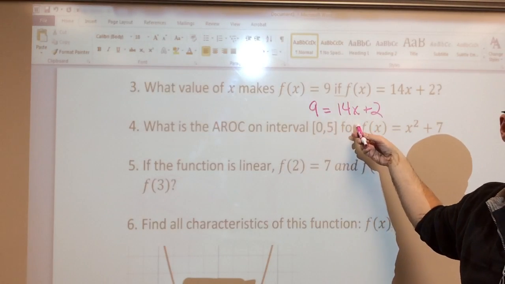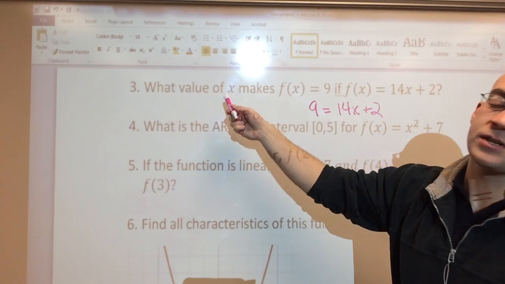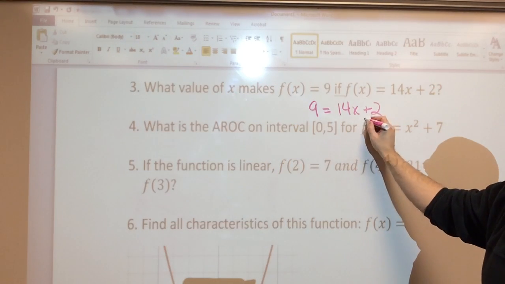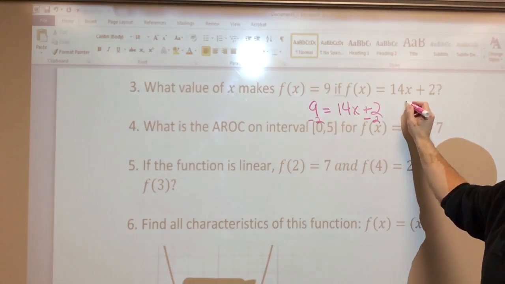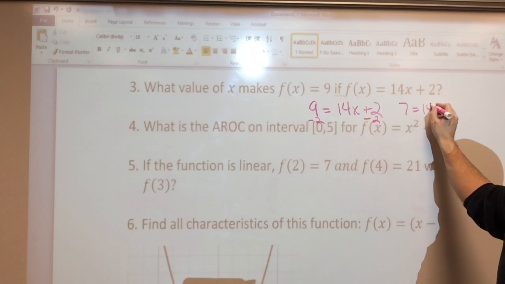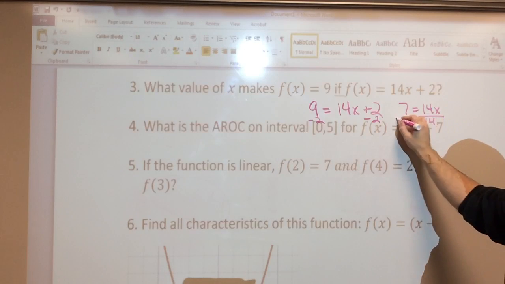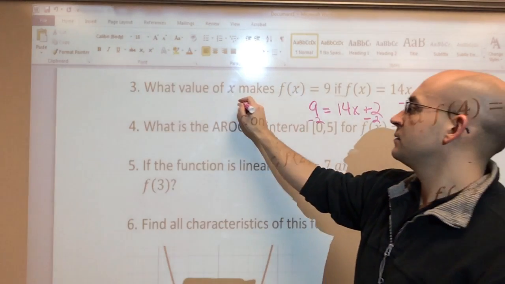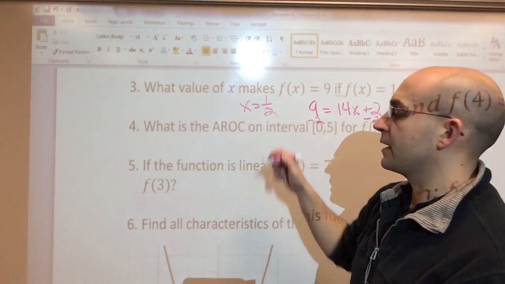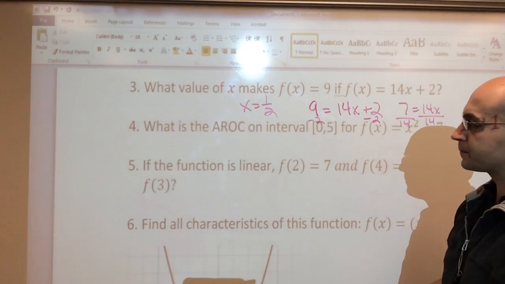Well, I'm just going to solve this equation, because I want to know what value of x, or it should say what values of x. So I'm going to subtract 2 on both sides, and I've got 7 equals 14x, divide by 14 on both sides, and your answer is 1/2. X equals 1/2. That's my value of x. That makes that true. Okay?